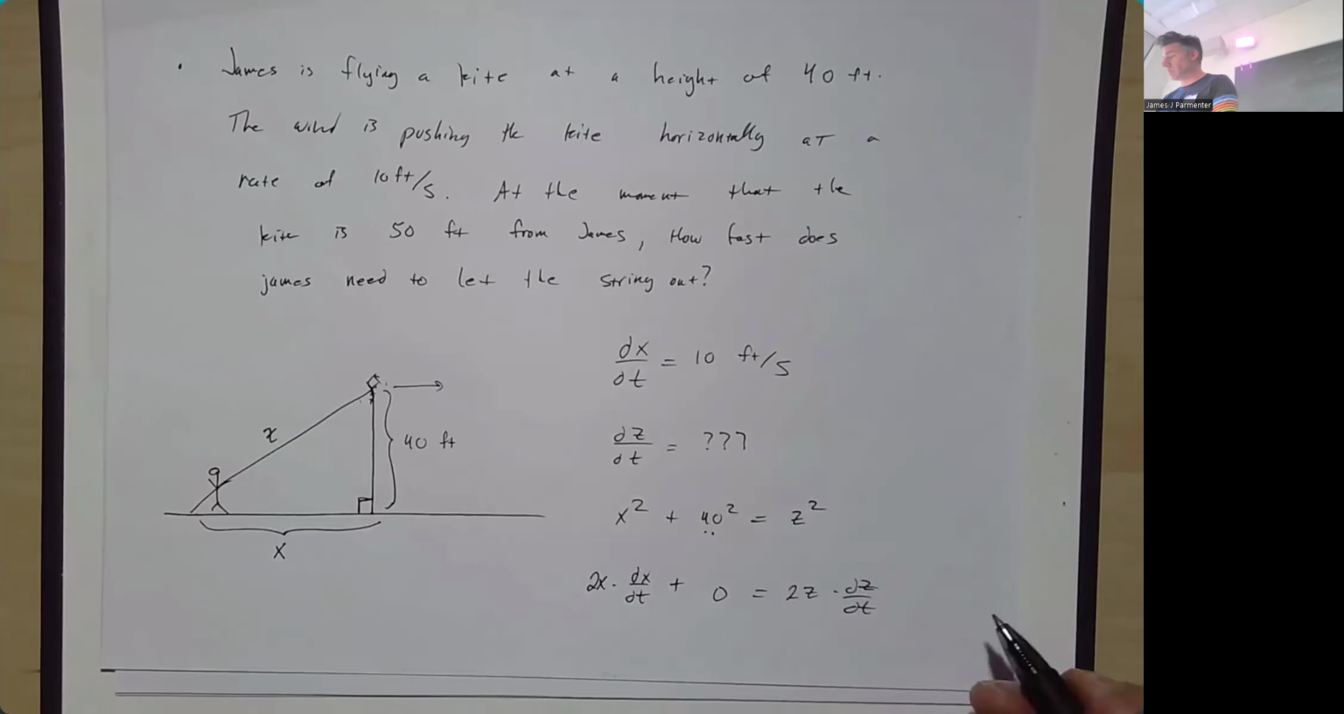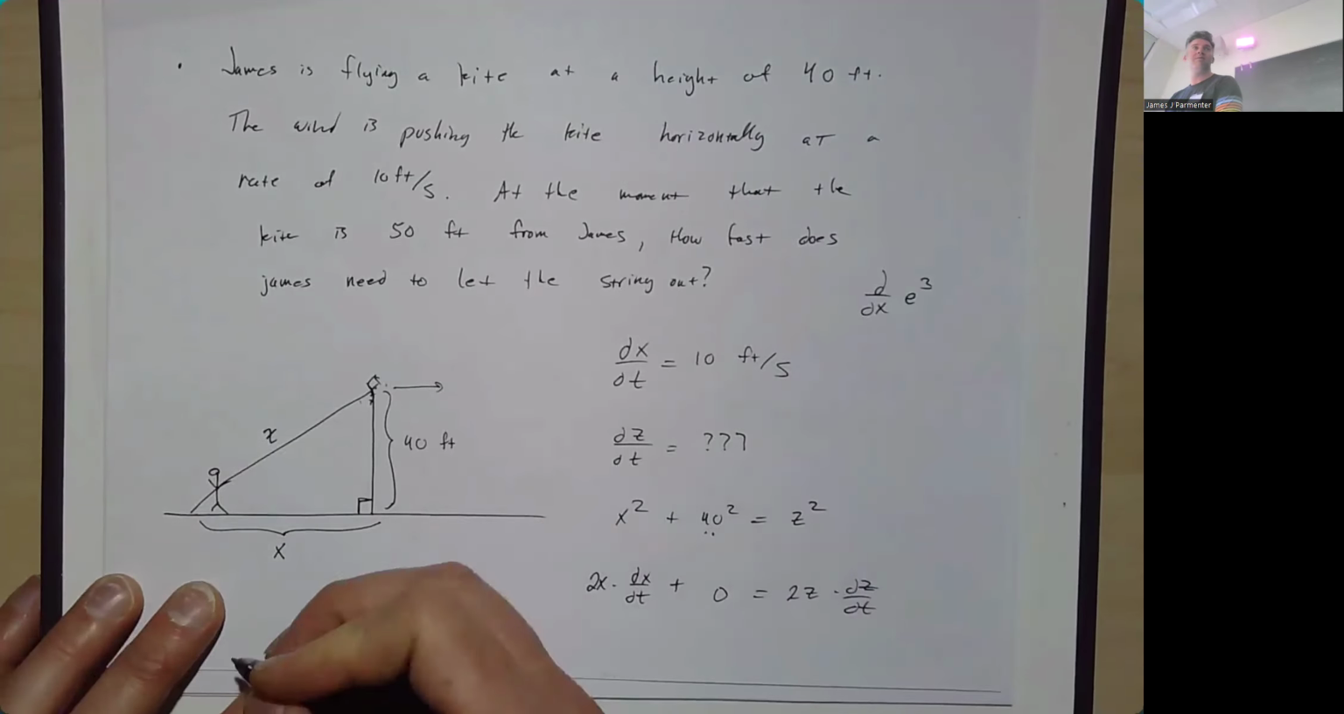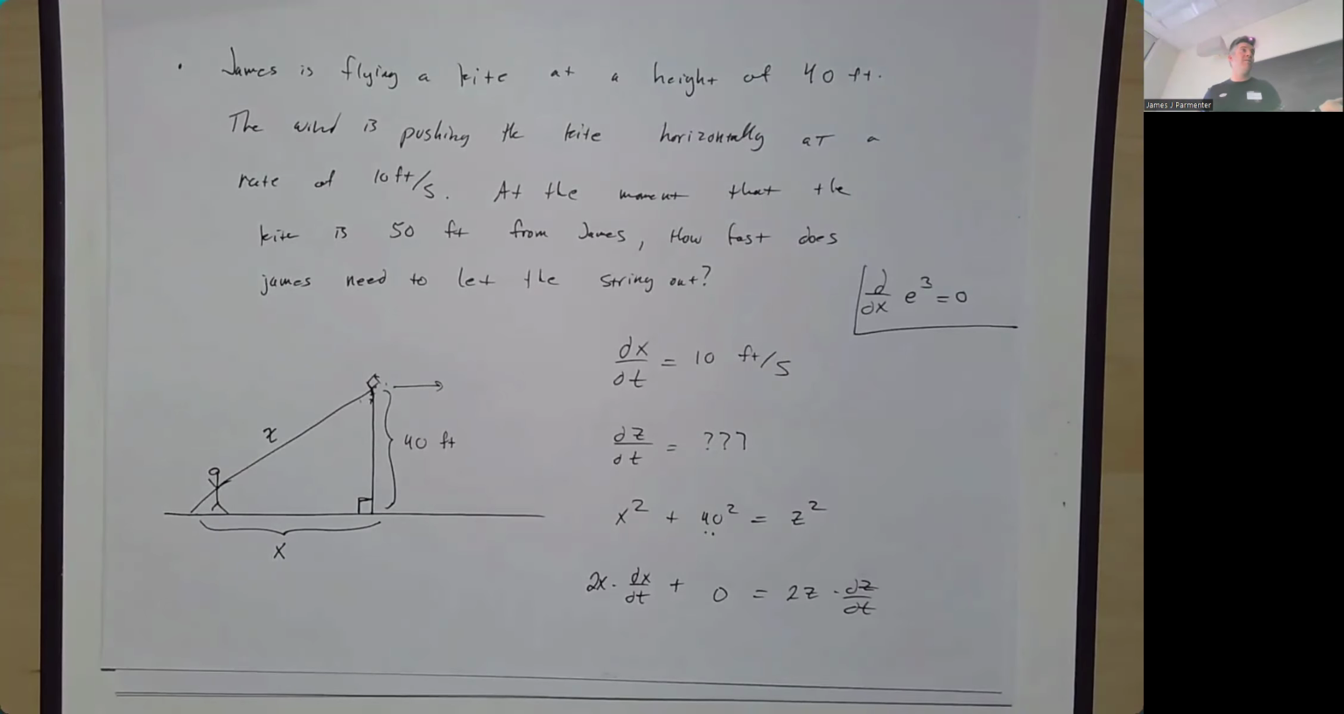It's the same reason that the derivative with respect to x of e cubed is 0. There's no x's there. There's nothing that's changing, and if there's nothing that's changing, the rate of change is 0.